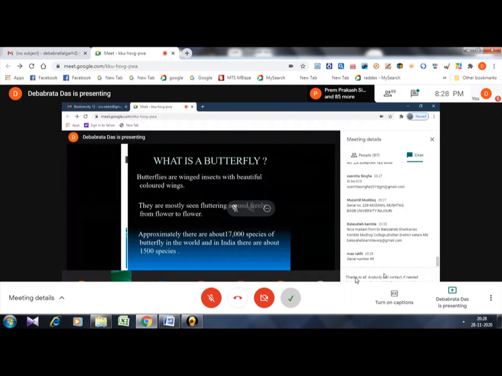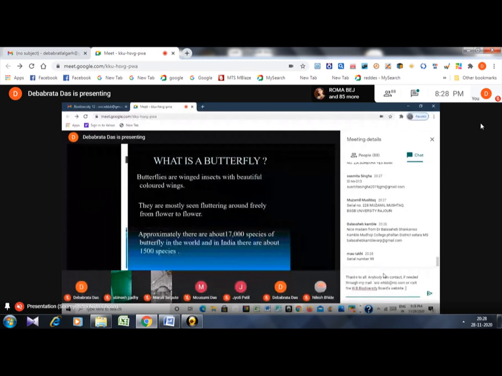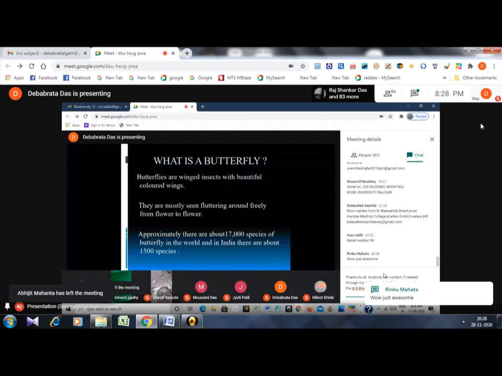And if it is said about the population of butterfly species, or how many types of butterfly species are in the world, it is estimated that 17,000 are in the world till date, and in India about 1,500. And in this whole world, Peru hosts the largest number of butterfly species.